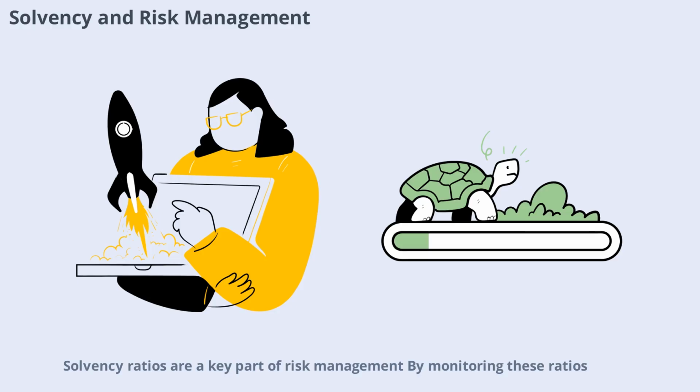Solvency ratios are a key part of risk management. By monitoring these ratios, companies can identify potential financial problems early and take steps to reduce risk. This might include restructuring debt, raising equity, or adjusting business strategies. Proactive risk management helps ensure long-term success and stability.